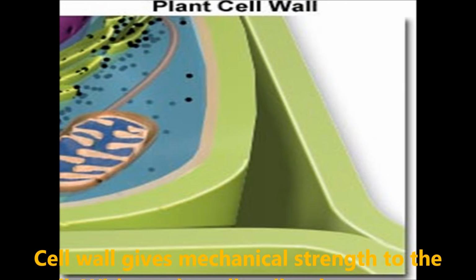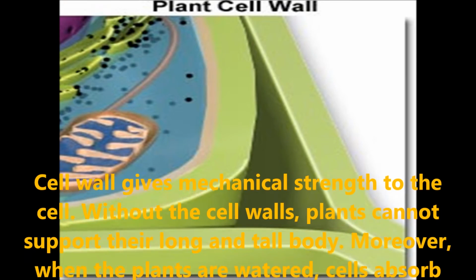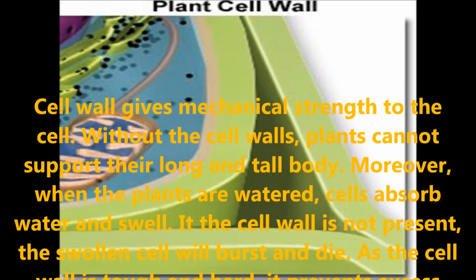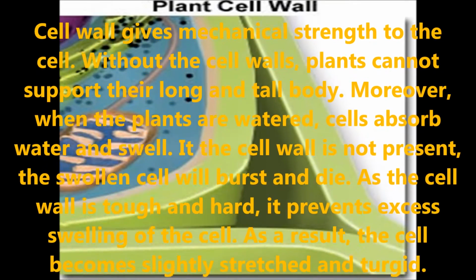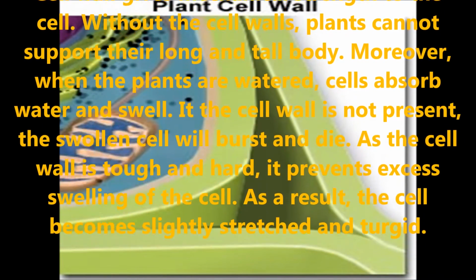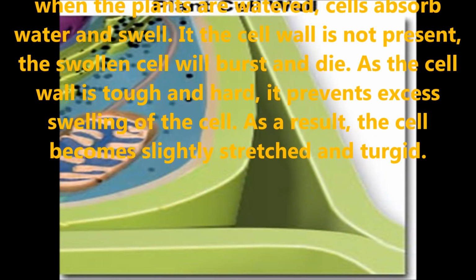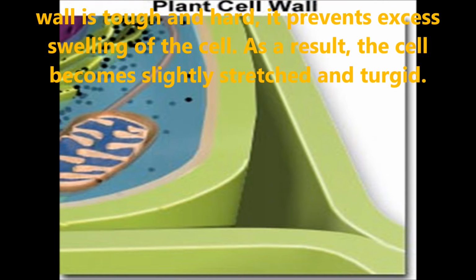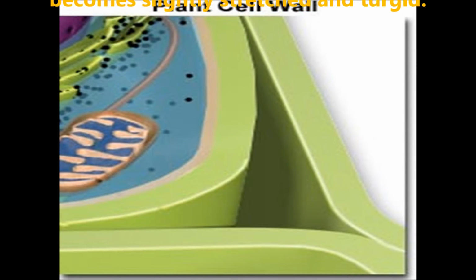Cell walls give mechanical strength to the cell. Without the cell walls, plants cannot support their long and tall body. Moreover, when the plants are watered, cells absorb water and swell. If the cell wall is not present, the swollen cells will burst and die. As the cell wall is tough and hard, it prevents excess swelling of the cell. As a result, the cell becomes slightly stretched and turgid.